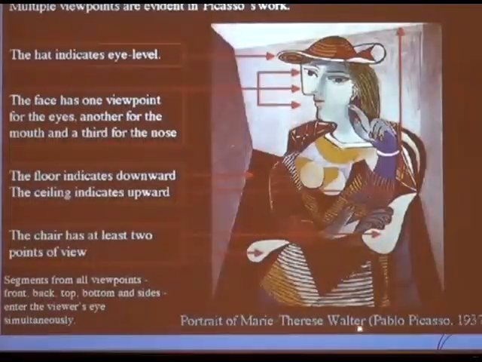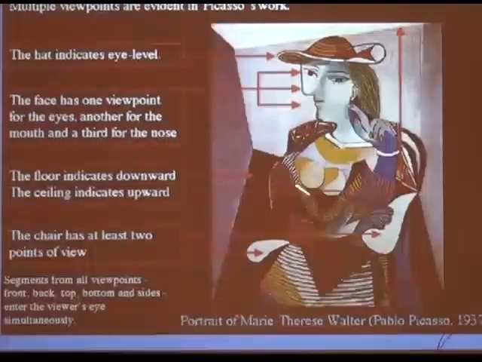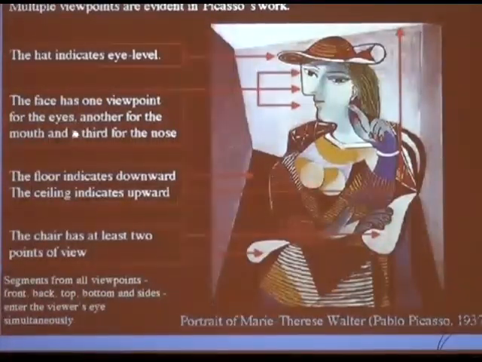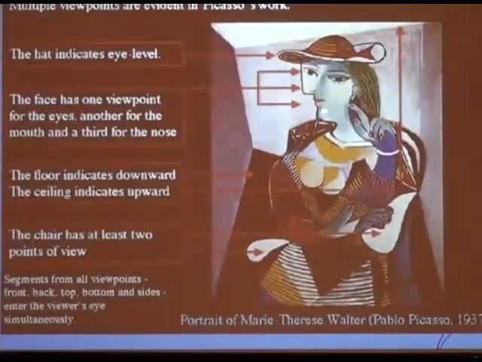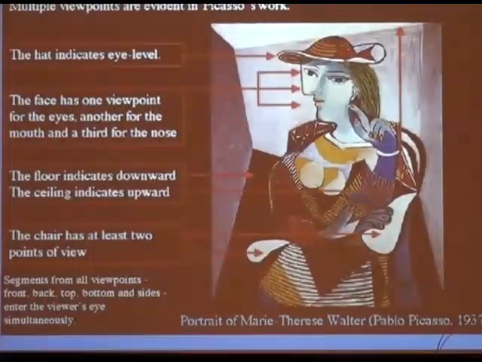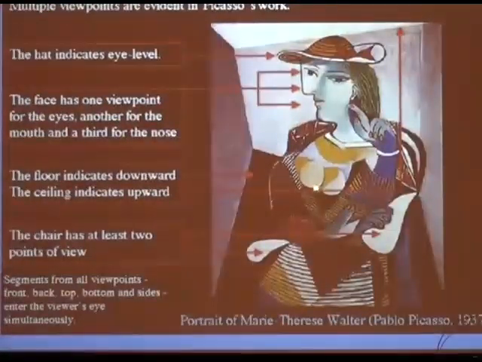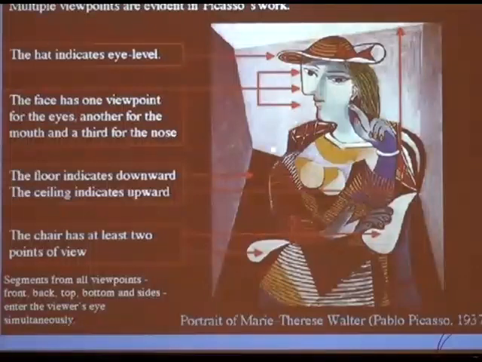This is Picasso, right? So he's got Portrait of Marie Therese, okay? So if you look at the hat, it indicates the eye level. But the face has several different viewpoints which he juxtaposed together, like I did the fruit bowl. One viewpoint is for the eye, another viewpoint for the mouth, another viewpoint for the nose. And then when he juxtaposed them together, he got this, which everybody stares at and says, wow, Picasso's a genius, okay? So all he's doing is taking three different perspectives and combining them in a fluid way. Similarly, the chair has two different points of view that she's sitting on, and so on.